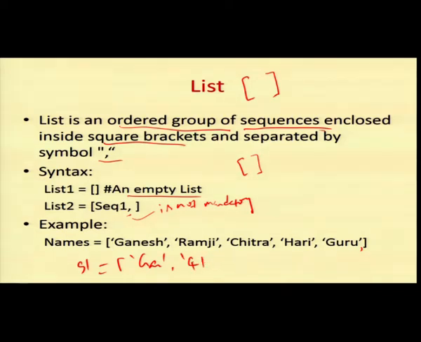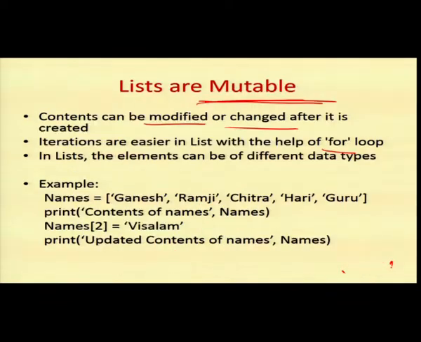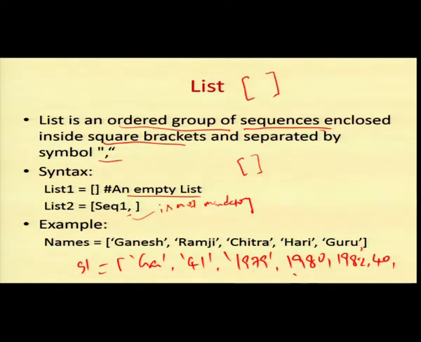Then in a list, the elements can be of different data types. What does it mean? In my previous example, I gave the names as Ganesh, Ramji, Chitra, Hari, Guru. Supposing for this example, S1, a variable name, equal to Ganesh, 41, 1979, you can put it within quotes, or I can give it as 1980, 1982, 40, comma, Guru.